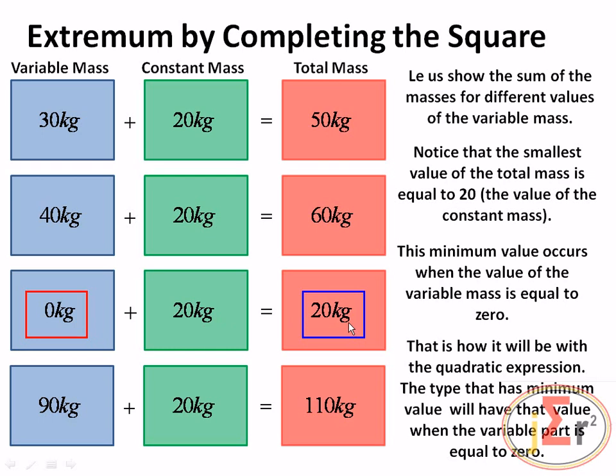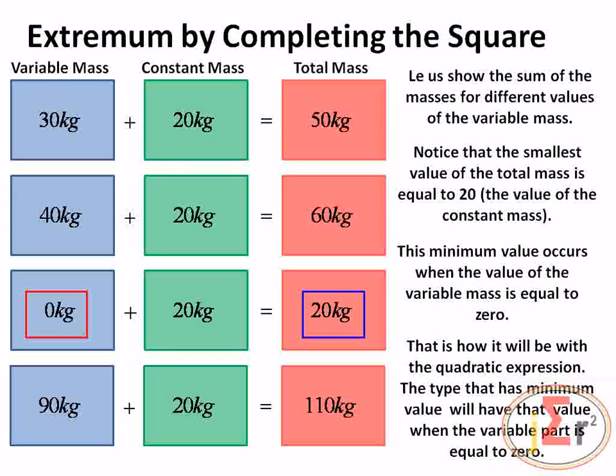The total mass is going to have a minimum value of 20. That's the total mass, a minimum value of 20, and that is equal to the value of the constant mass, and that value is going to be consistent with the value of the variable mass being equal to 0.